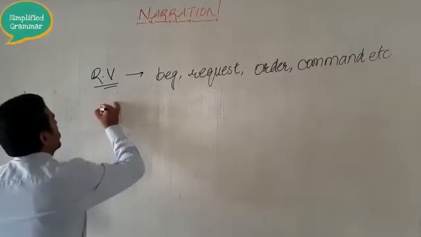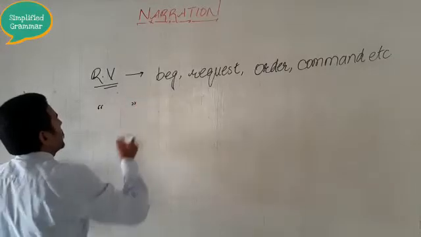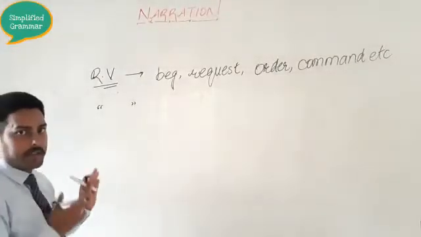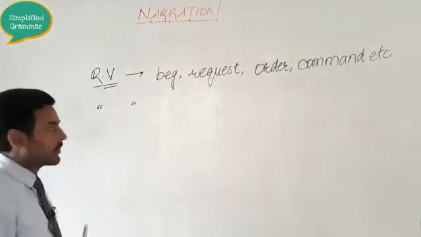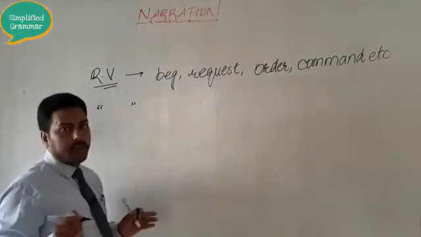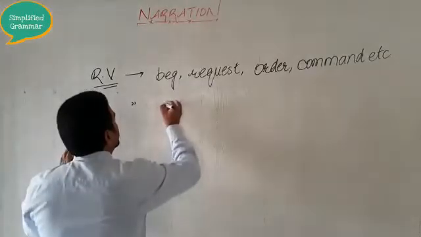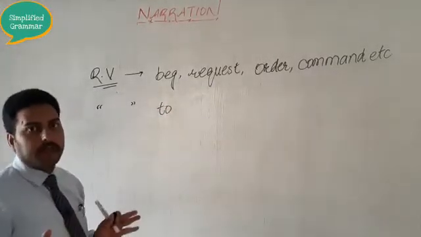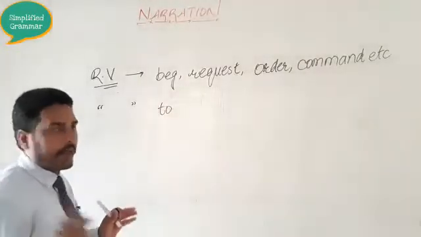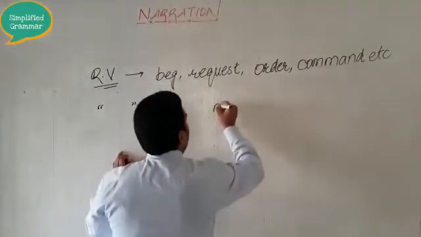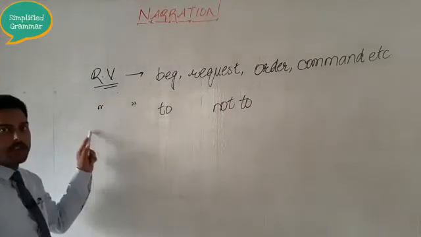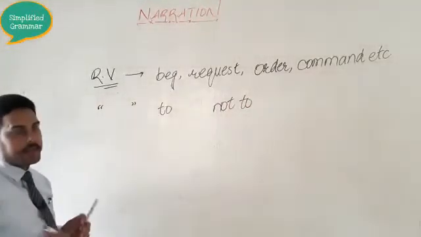Next step, in order to remove the double inverted commas, usually we use the conjunction that. But here we are not supposed to use that conjunction. In the place of that, we need to use to. But in case of negative imperative, you need to use not to. Let us understand these two steps with the help of some examples.